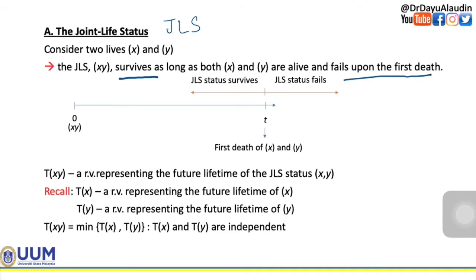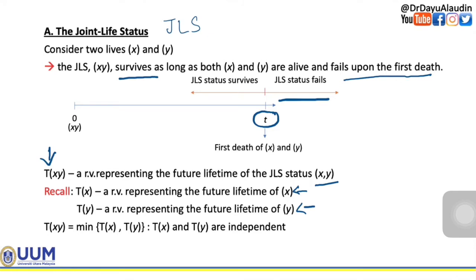the first death. So if we draw the timeline from 0 to t, meaning t is the time of failure, then at the first death of x or y, the JLS status fails. Txy is a random variable representing the future lifetime of the JLS status for both x and y. Recall, before this, we learned in actuarial math 1 that Tx is a random variable representing the future lifetime for x, as well as for y.